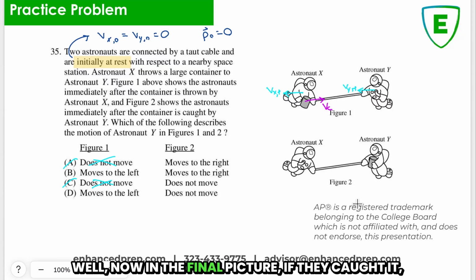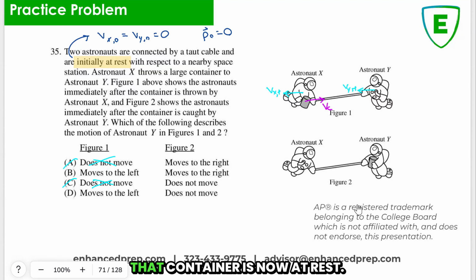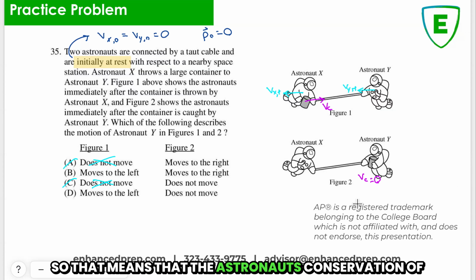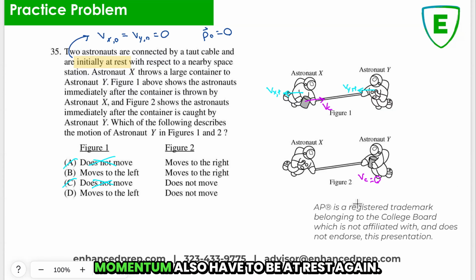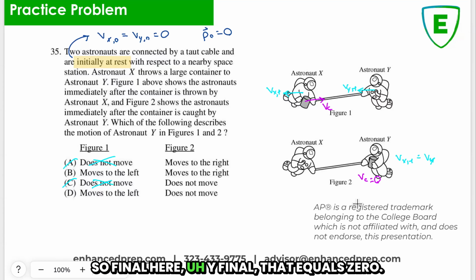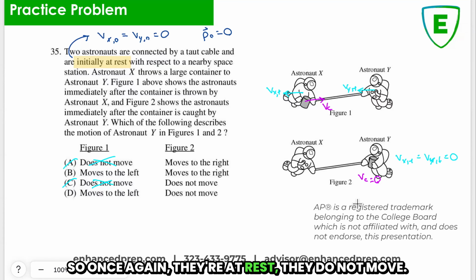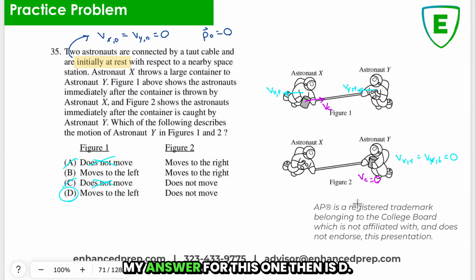Well, now in the final picture, if they caught it, that container is now at rest. So that means that the astronauts, by conservation of momentum, also have to be at rest again. So final here, y final, that equals 0. So once again, they're at rest. They do not move. My answer for this one then is D.